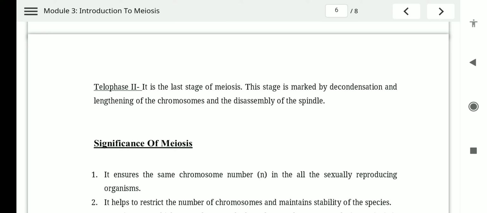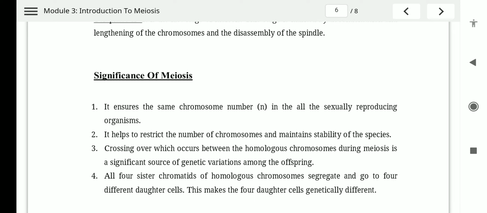So thus, children, meiosis has great importance, the significance of meiosis. It ensures the same chromosome number in all sexually reproduced organisms. Suppose haploid cells come with half the number of chromosomes: sperm comes with half the number of chromosomes, ova also come with half the number of chromosomes, but when they fuse, the number of chromosomes is restored. It helps to restrict the number of chromosomes and maintain stability in the species.